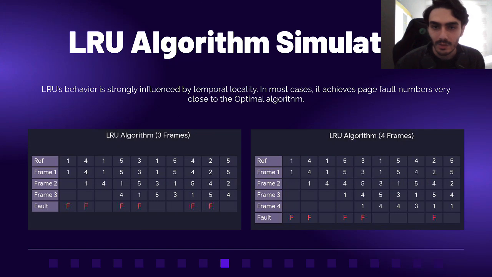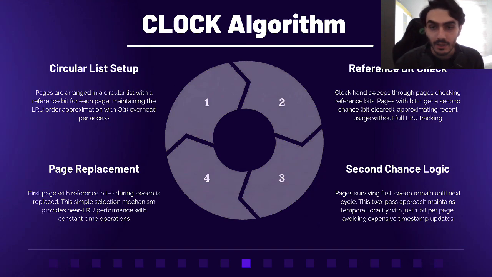Looking at the simulation results, because LRU follows temporal locality, it achieves page fault numbers that are very close to the optimal algorithm in most cases. Our third algorithm is clock. While LRU is great, it can be expensive to implement. So, clock approximates LRU with much less overhead.